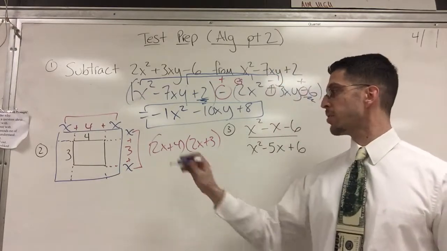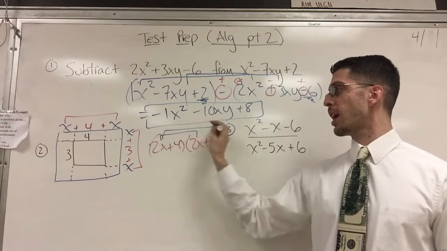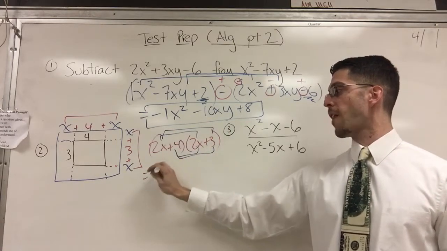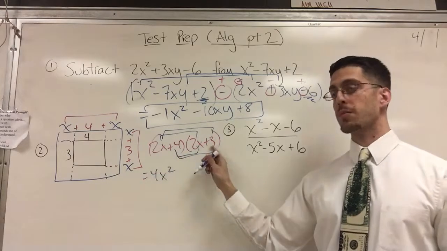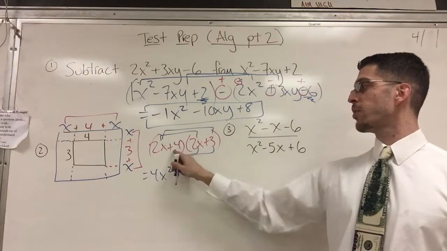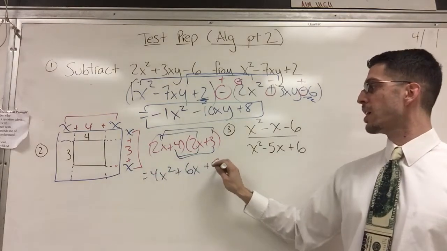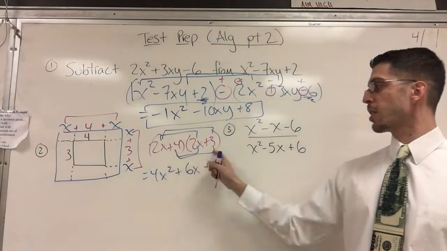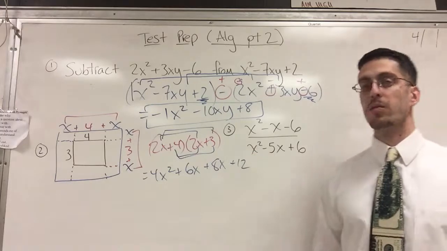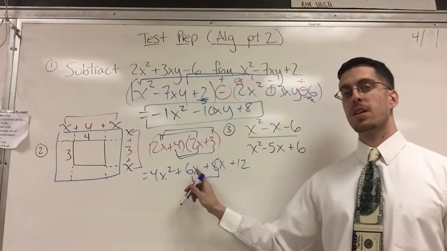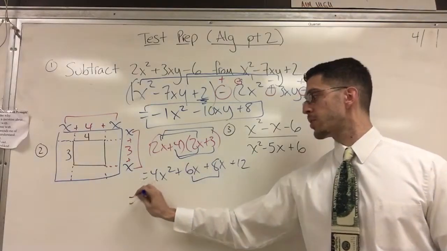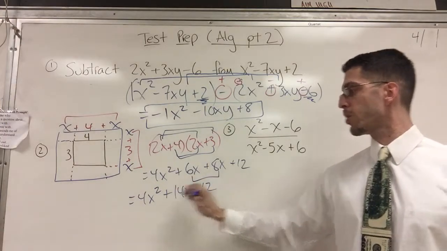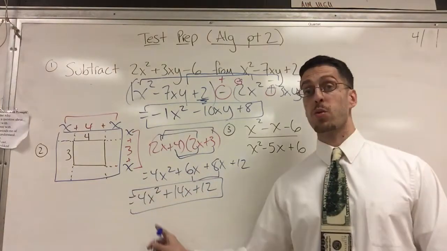So that's easy enough. That's going to be first, outer, inner, last. 2x times 2x is 4x squared, 2x times 3 is 6x, 4 times 2x is 8x, and 4 times 3 is 12. Combine like terms, 6 plus 8, so that's 4x squared plus 14x plus 12. That is my new area.